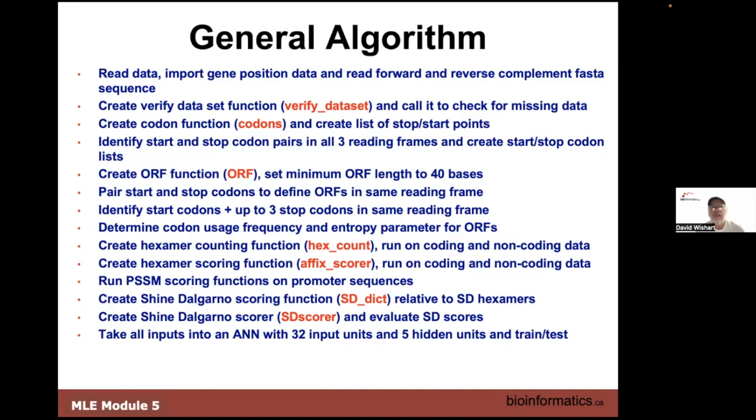And then next, we add these other features: the codon usage frequency and the entropy parameter. We calculate the hexamer counting and the hexamer scoring, both on the coding and the non-coding data. And then we have our possum scoring, the Shine-Dalgarno and the Pribnow box calculation. Those from about line 10 to 14 form the ANN, with 32 input units and five hidden units to produce a 0-1 output of whether it's a coding or non-coding ORF.